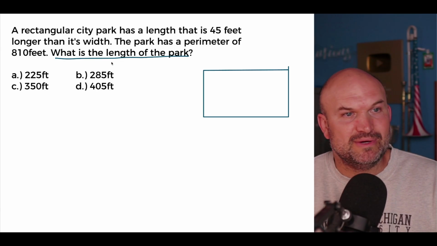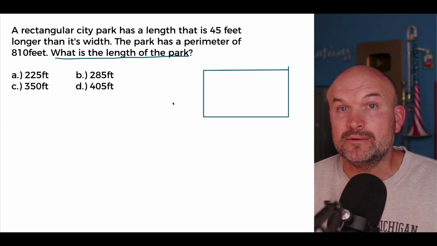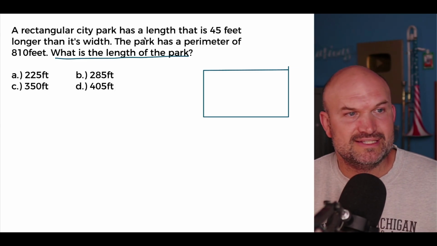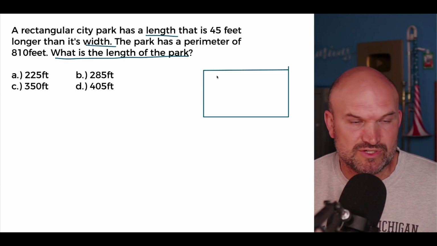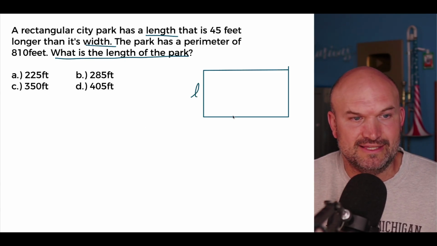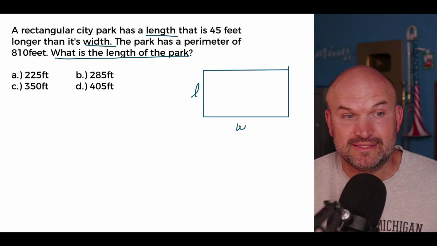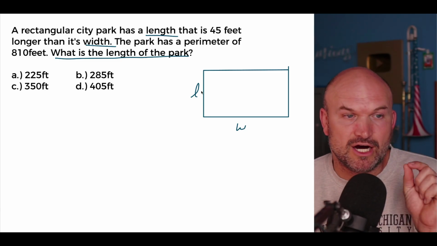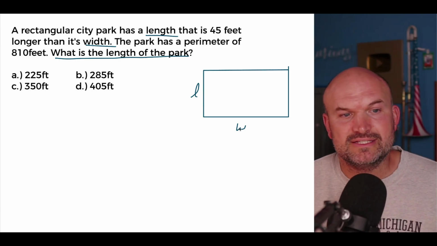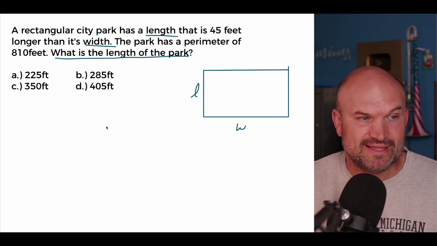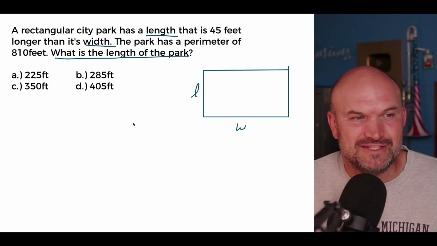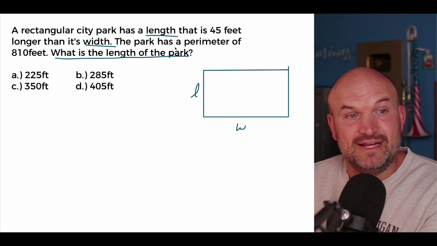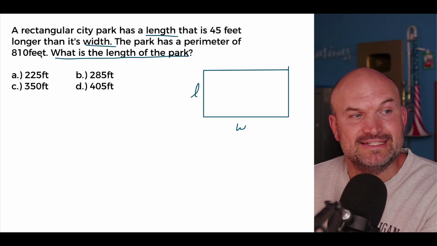The next thing is we need to identify our variables. It says we're dealing with a length and a width. It doesn't matter which one you have here. We can say this is the length and this is going to be the width. L is going to represent length and W is going to represent the width. Sometimes we can write it down there, but for the sake of this video, we'll just keep them as the variables.